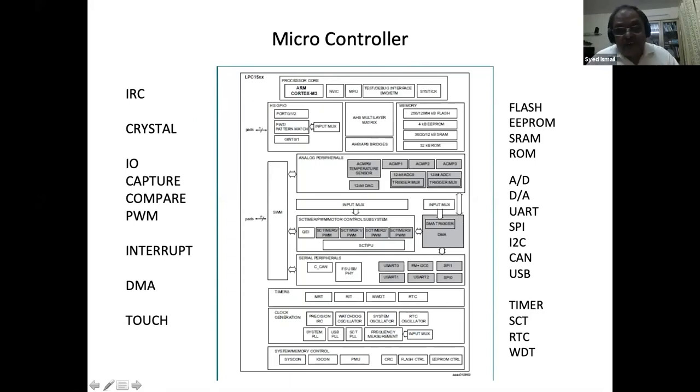Today, a crystal is not required. Most of the new controllers have internally, automatically generating clocks. But you must be careful about temperature in agriculture. I remember I have used minus 40 degrees Celsius. In Germany, minus 40 degrees Celsius must work.